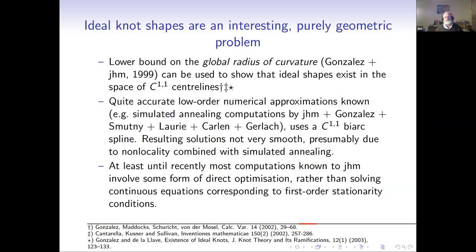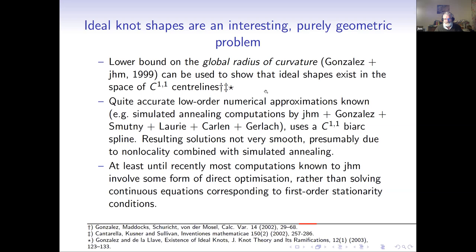Now, of course, you talk to somebody in DNA, and he says, what do you mean? I tied a knot, of course it exists. But the point is ideal knot shapes are C^{1,1}. And that's important for how you compute it. In fact, there's a series of three articles which in very close timing together did this. I'll give you just a flavor of the idea of how you prove that, but then I'll also show how you compute things.